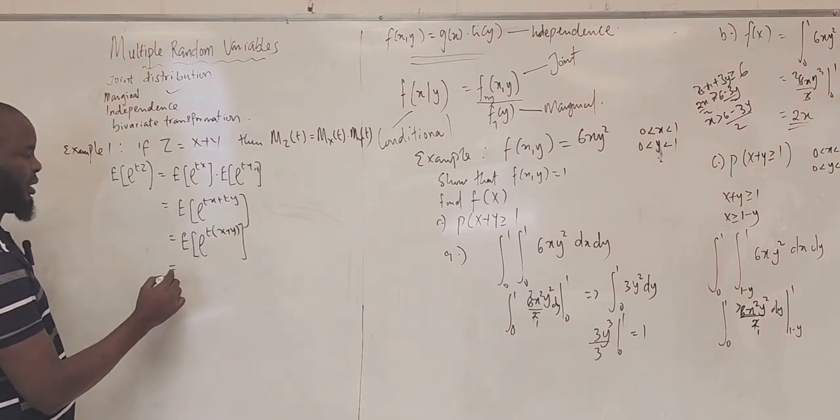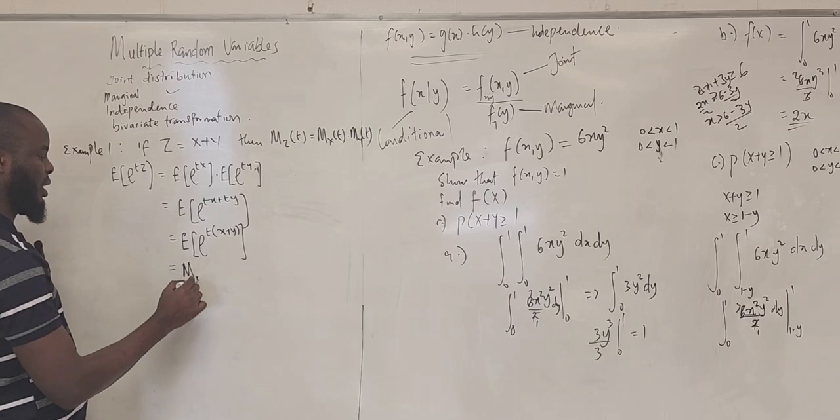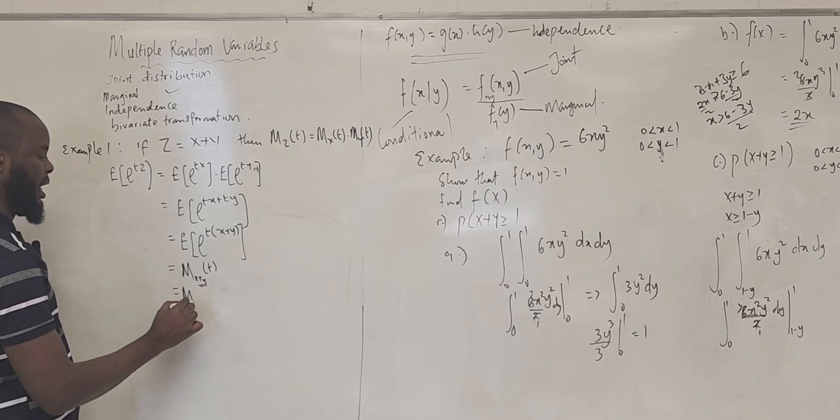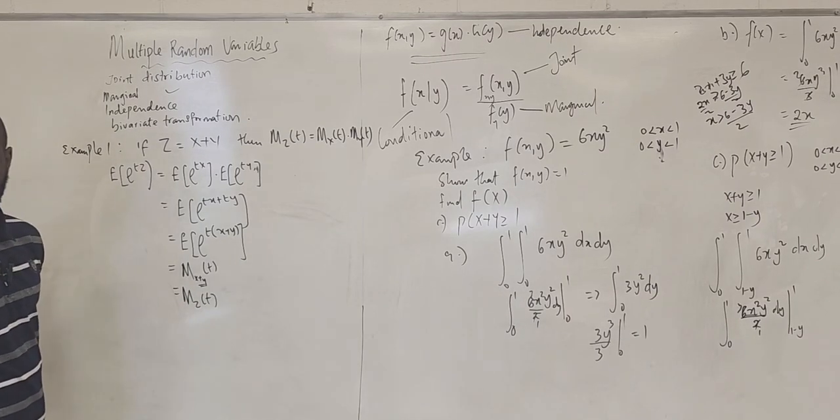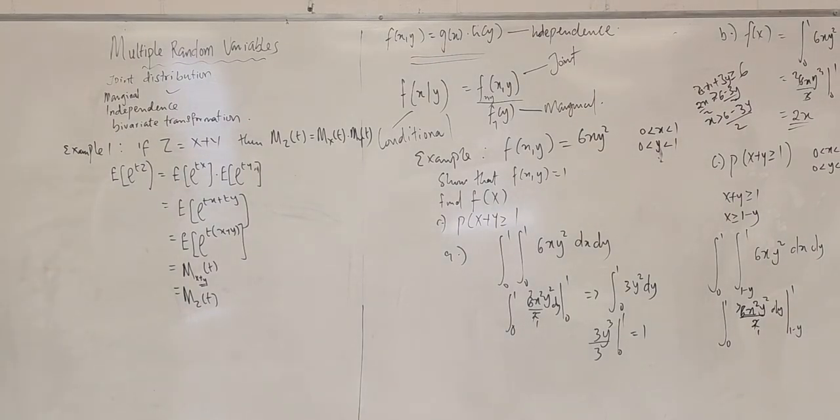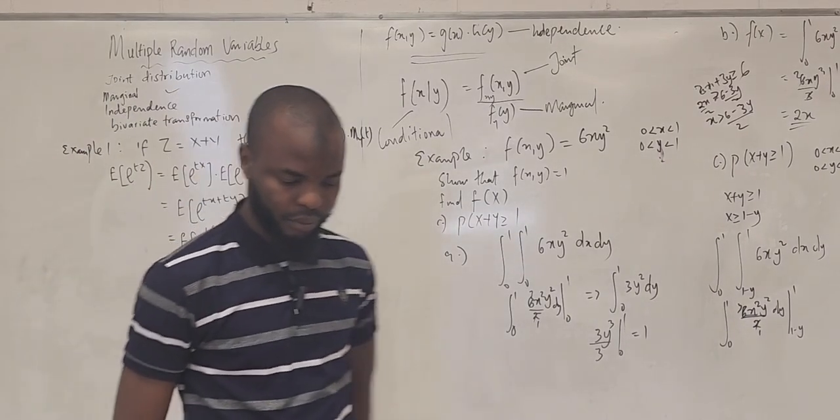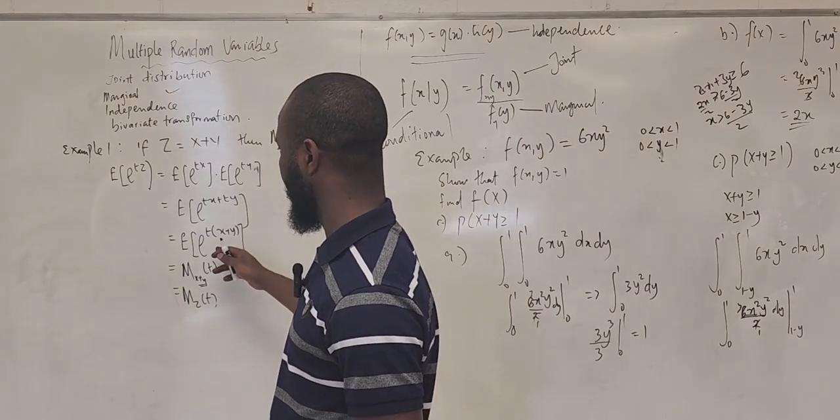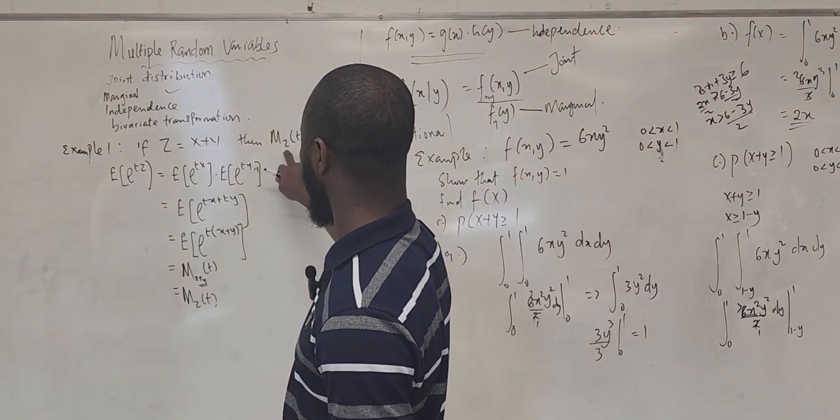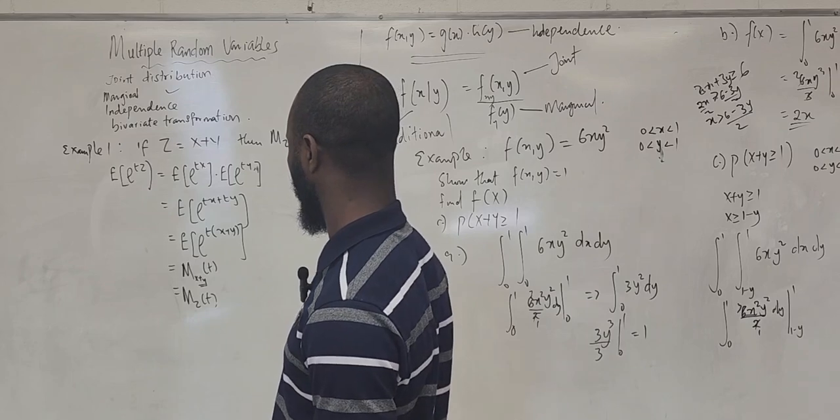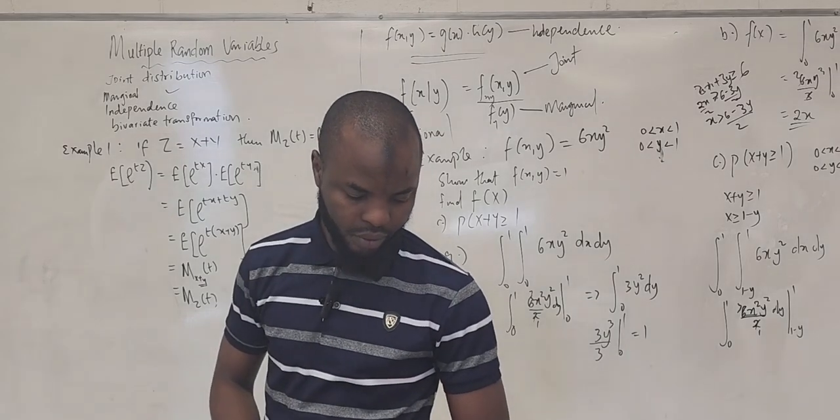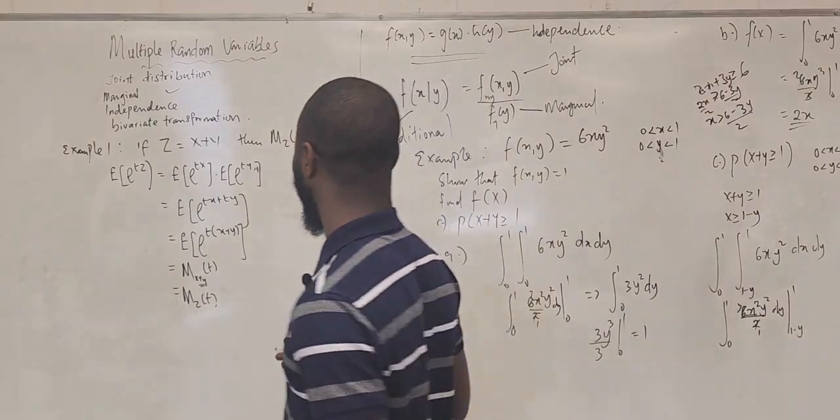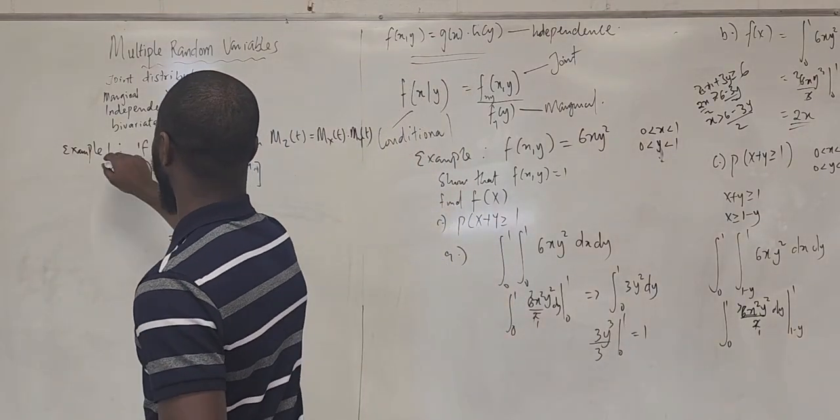So here we have M of x plus y of t. And what is x plus y? Mz of t. You have it as Mz of t, or you can have it separately. I just showed this is equal to this. Or you can just split it. You see what I did here? Yeah, I just showed this.